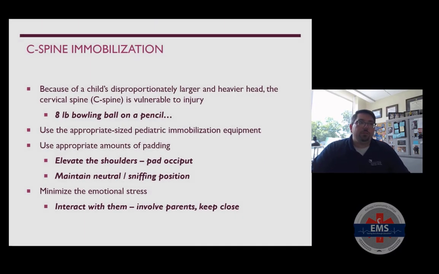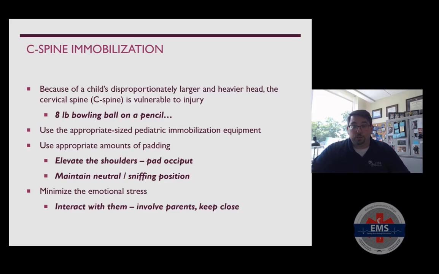For C-spine immobilization, most of the time we know now that kids are not necessarily transported in full spinal immobilization precautions. This is generally because of the trauma that can happen. It's also important to recognize the mechanism of injury with peds. They have an 8-pound bowling ball, that's about how much their head will weigh, sitting on the top of a pencil. It's not going to balance there very well without causing some problems. So we need to make sure that we're aware that the injury can still occur, even though we may not provide full spinal immobilization. We also need to make sure that when we're using any type of equipment in a pediatric patient, especially for cervical trauma, that we use the appropriate size immobilization equipment.